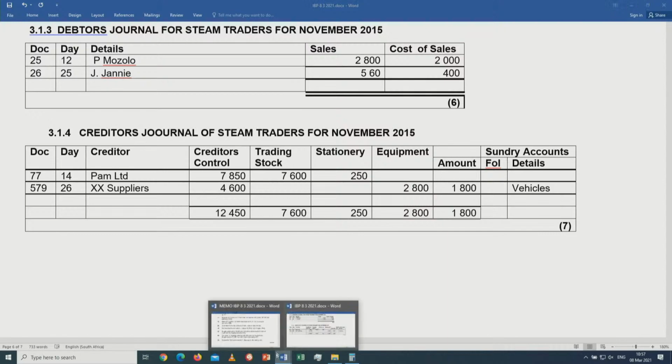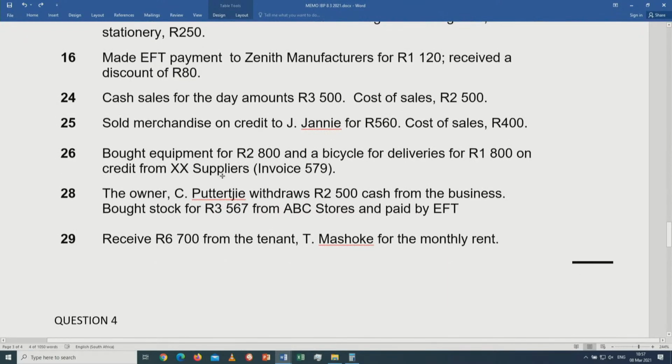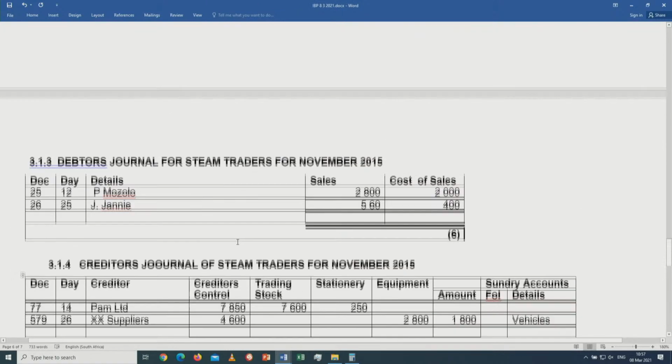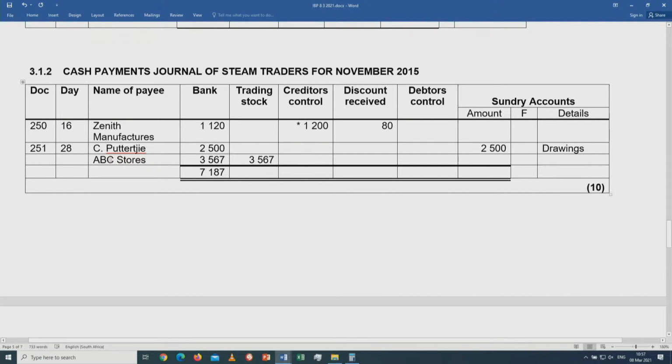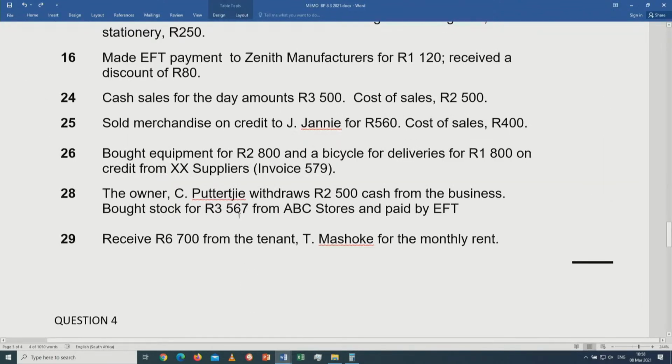All right. Then let's go to the next transaction. On the 28th, the owner withdraws 2,500 cash from the business. Let's record this transaction first on its own. It's a cash payment journal. Here is the 2,500 under the bank, and then the 2,500 under the drawings, because it's the owner who withdrew that money for personal use.